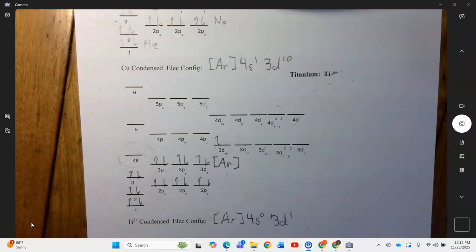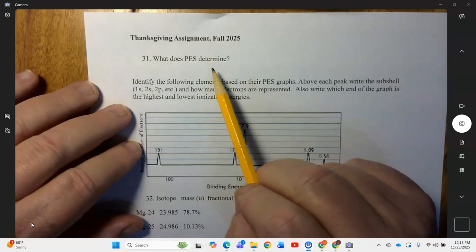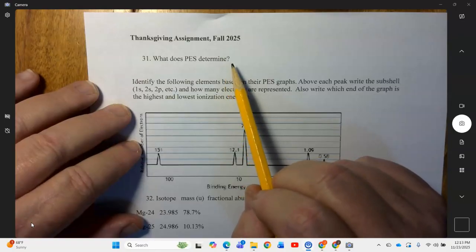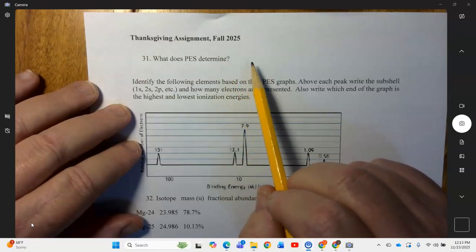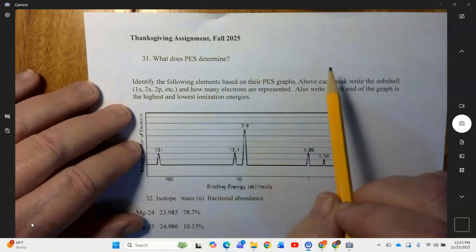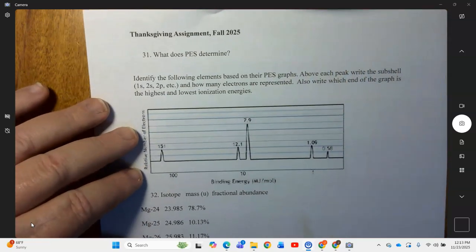Okay, and that's how you would draw the condensed alpha for that. Now we're on to problem 31. What does PES determine? It's photoelectron spectroscopy, and I'm just going to say it, you write it. It determines the ionization energies or binding energies, so they're both the same thing, of atoms of a particular element. So that's what it's telling you.